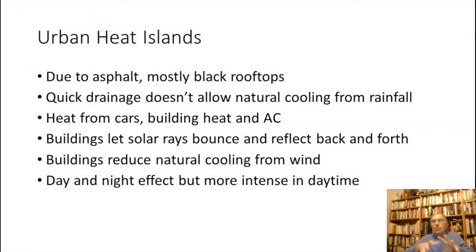Black absorbs and retains the heat. And not just on the streets, but rooftops. And it's true, sometimes you see white reflective roofs, but generally most roofs are still black, so they attract heat.